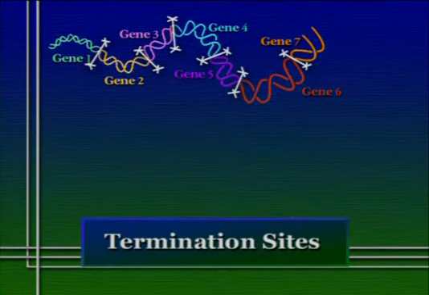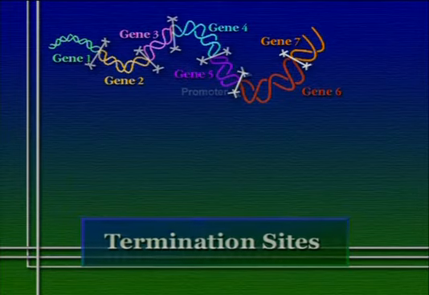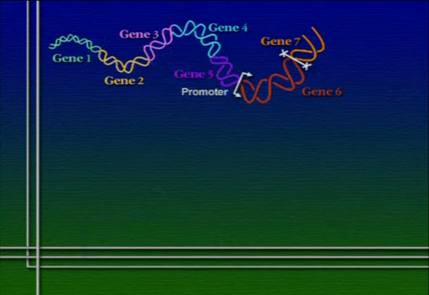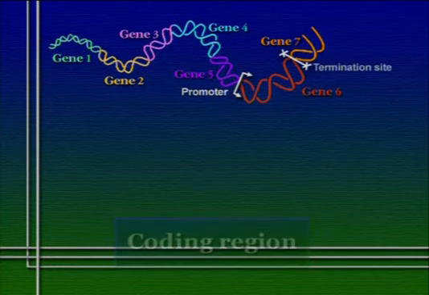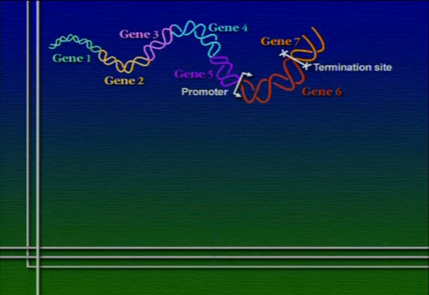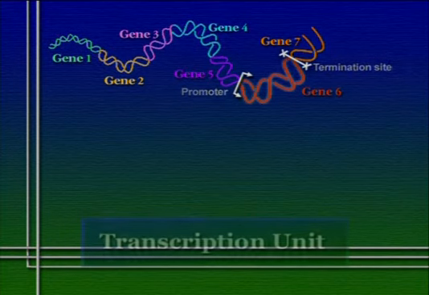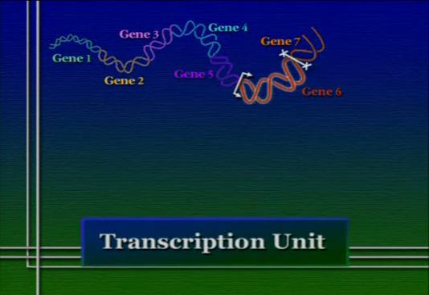There are also termination sites, specific base pair sequences that mark where transcription will end. Taken together, the promoter and what we might call the coding region and the termination site along a sequence of DNA we would call a transcription unit.